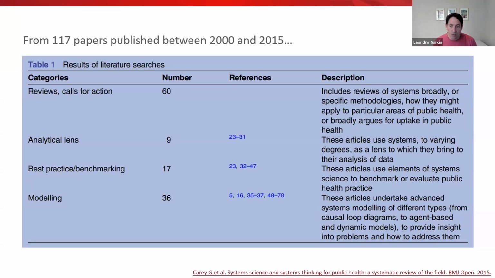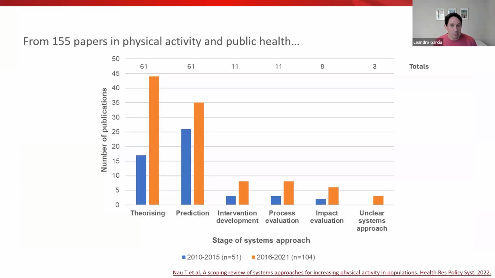This paper is from 2015, but there is a more recent paper specifically about physical activity and public health that also paints more or less the same picture. So this paper from Tracy and colleagues investigated 155 papers in public health and physical activity, and found more or less the same trends, right?